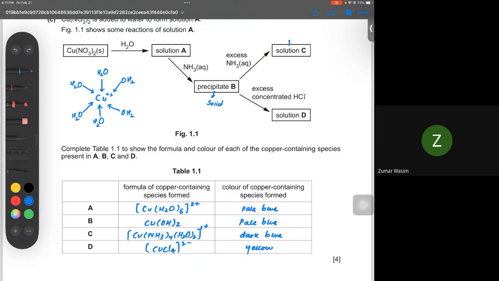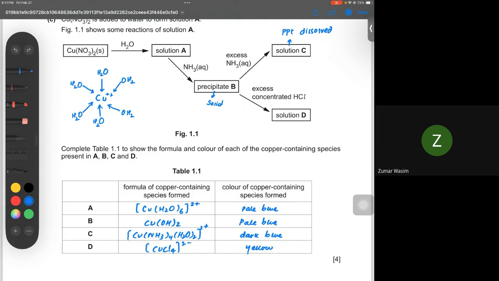I can say the PPT dissolved. The PPT dissolved to give a solution, which means that it is soluble in water. Okay. So I would be writing this. The color would be dark blue due to the presence of ammonia, the strength of this ligand.